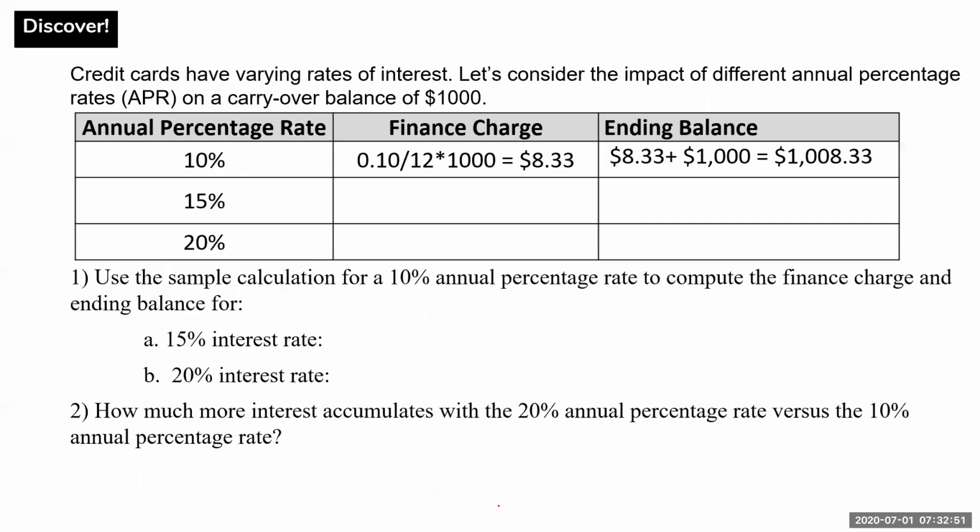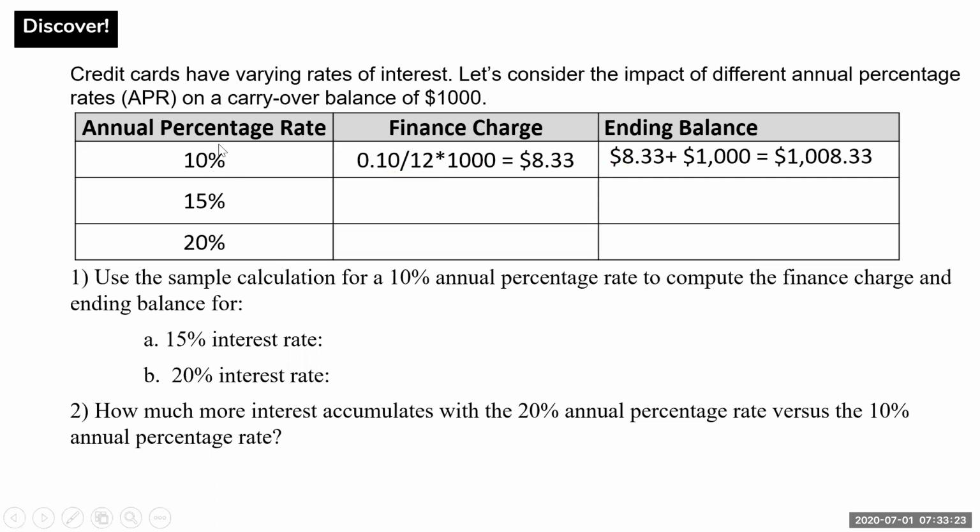Okay, nice. Now, having done this, we are going to look at how different APRs impact your payments. Now, credit cards have varying rates of interest. Let's consider the impact of different annual percentage rates, APR, on a carryover balance of $1,000. So we're going to look at the impact of different APRs. Now, we are going to use this sample calculation to do the rest.